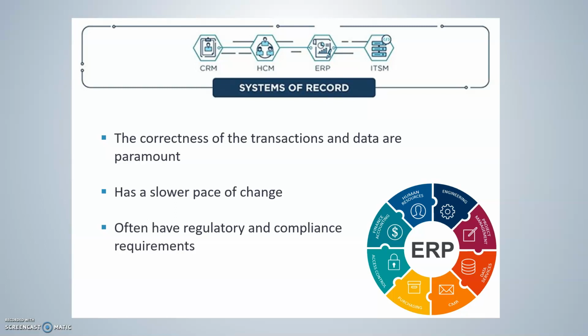And so for systems of record, because this stuff typically falls under compliance regulations, the correctness of the transactions and data is very important because you could have serious issues on your hands as there are laws for various things to do with HR and all things compliance. You have a slower pace of change because you have to make sure everything is perfect. So it takes a lot of time to comb through everything and make sure that you have all your ducks in a row. And as I said, you often have regulatory and compliance requirements.